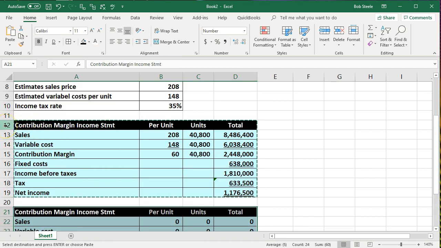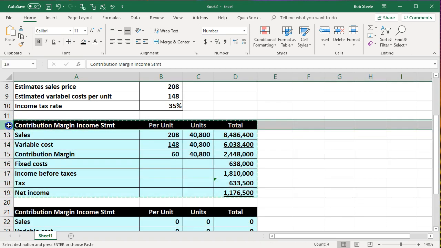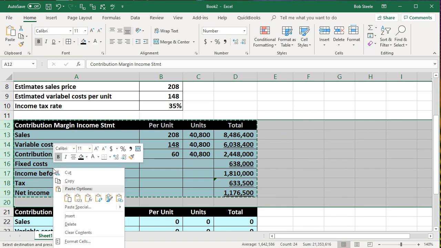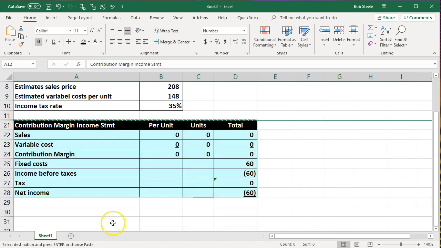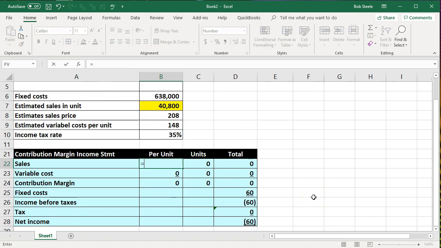I'm going to recreate this. I'm going to highlight this. I'm highlighting these rows, and what I'm going to do is hide these cells. Right click on that area and hide those cells. And then I'm just going to recalculate this fairly quickly. So we're going to say that the per unit sales per unit is this item. Variable cost is this item.